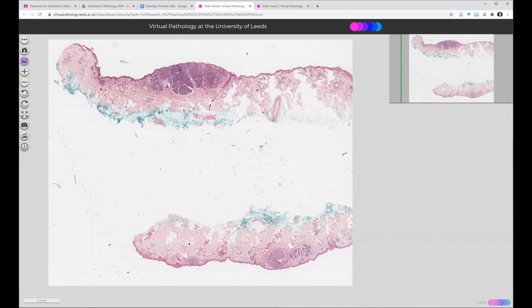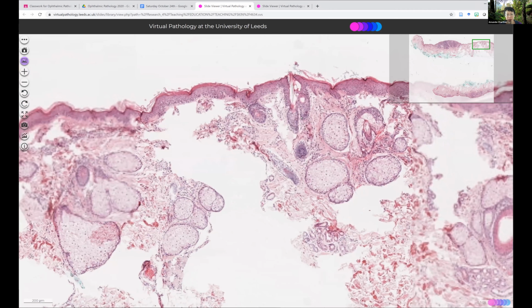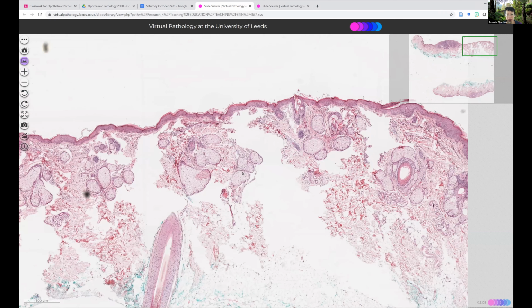So that there is a surface at the top to help with my orientation and interpretation, with surgical margin at the bottom. From this power, I can see that this is skin to subcutis. And I know that because I can see sebaceous lobules and hair follicles. And this is a squamous epithelium at the top with hairs. Therefore, it's skin and subcutis. That's my normal.